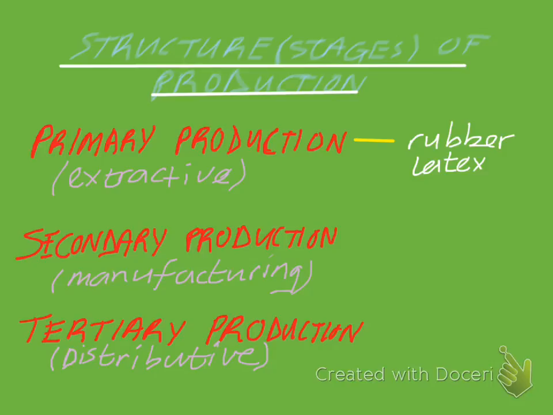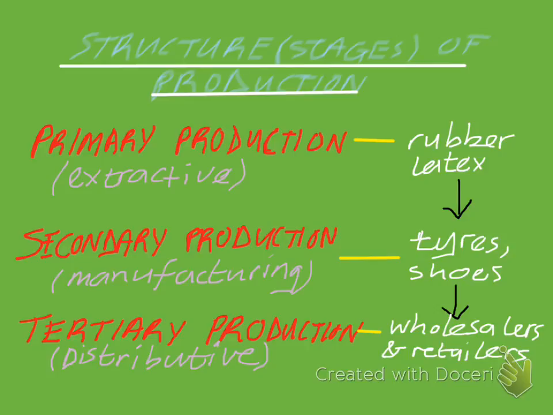Examples of primary production is rubber latex. This production of rubber is primary production. This moves forward. Rubber is used to produce tires and shoes. Producing these tires and shoes is secondary production. It's producing secondary goods.